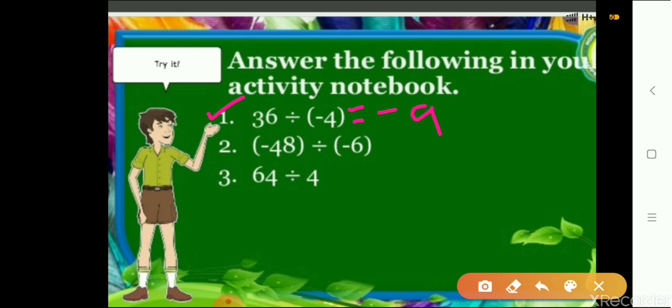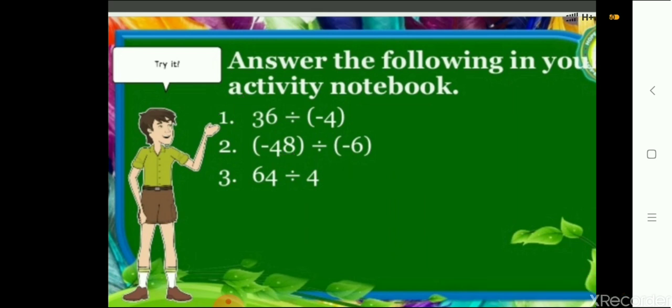In the second question, we have -48 divided by -6. Both are negative integers, and whenever we divide two negative integers, or integers with the same sign, we get a positive result. So our answer will be +8. In the third question, we have 64 divided by +4. Both are positive, having the same sign. So the result will be positive and it will be 16.